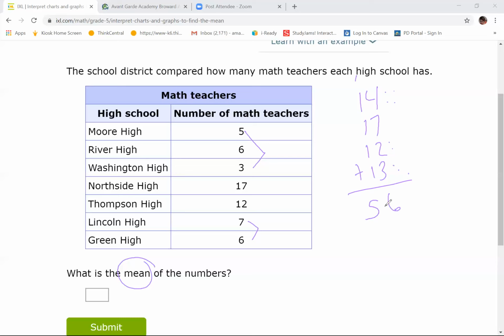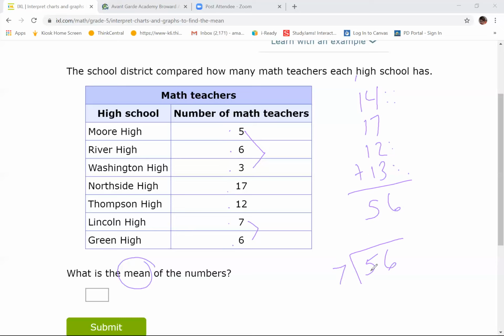No, they want to know the average, the mean. About how many teachers does each school have? Well, altogether we have 56 teachers. How many high schools are there? 1, 2, 3, 4, 5, 6, 7. There are 7 schools. So let's find that mean.